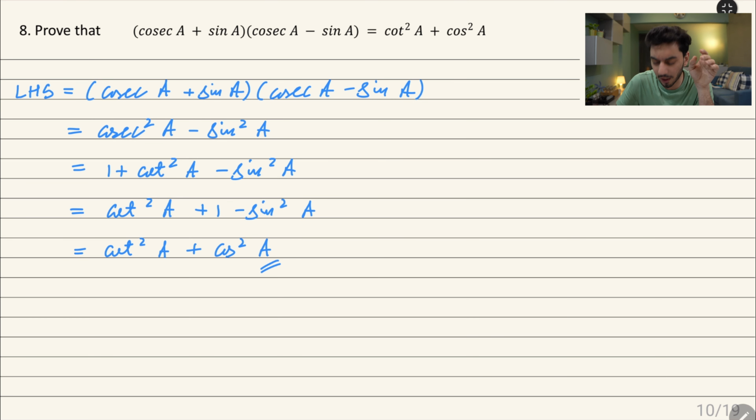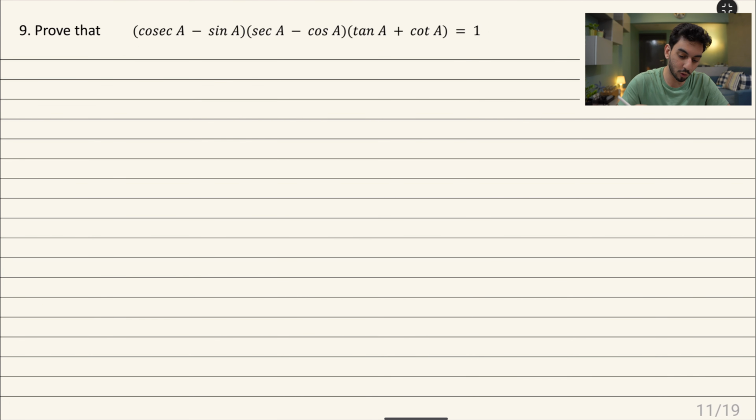Also, just to mention that I am not writing the identities wherever I am using them. I will obviously mention it, and I am mentioning it everywhere. You should know what identities I'm using because there are basically only 3 identities. Okay, and in your exams I would recommend you to write the identities. Okay, fine. Let us move ahead to the next question.